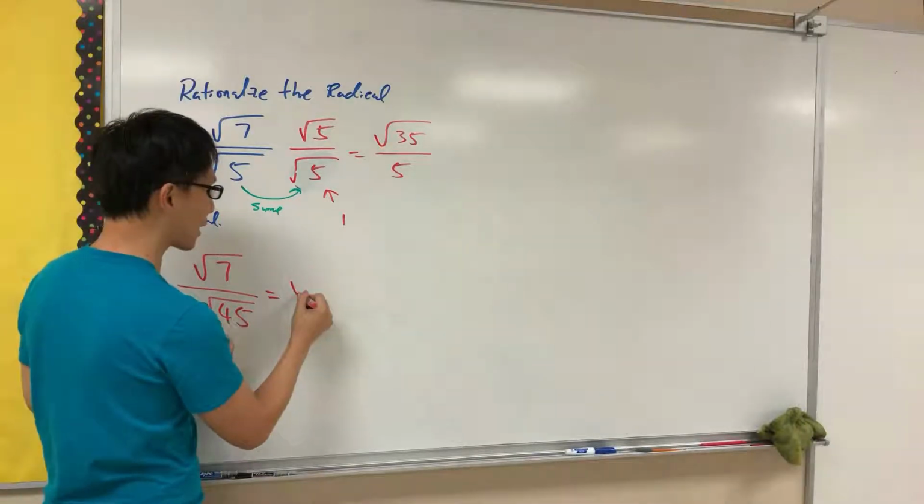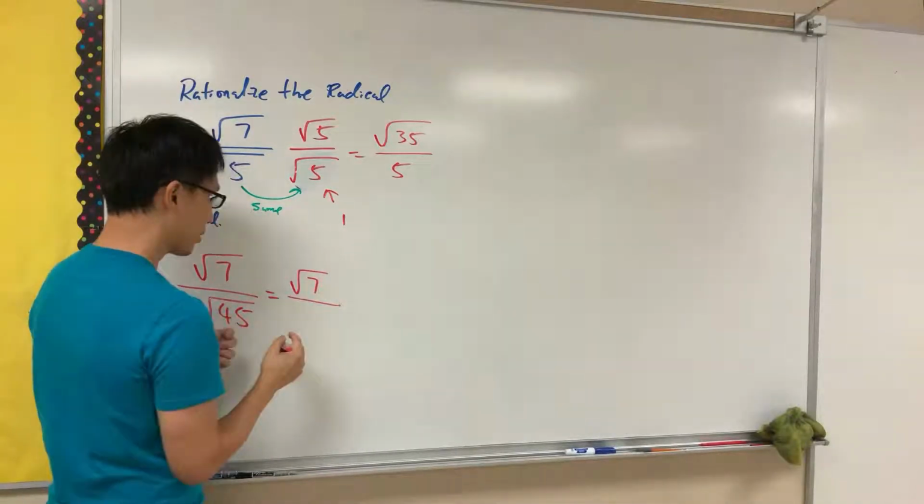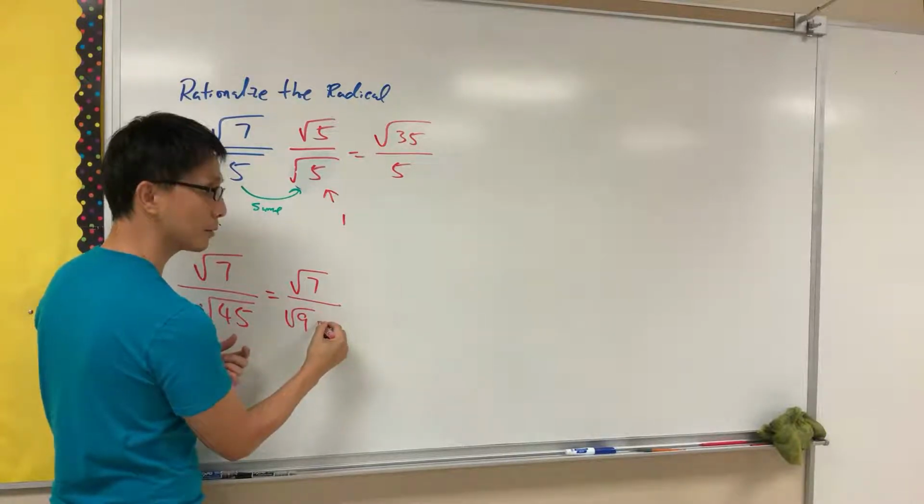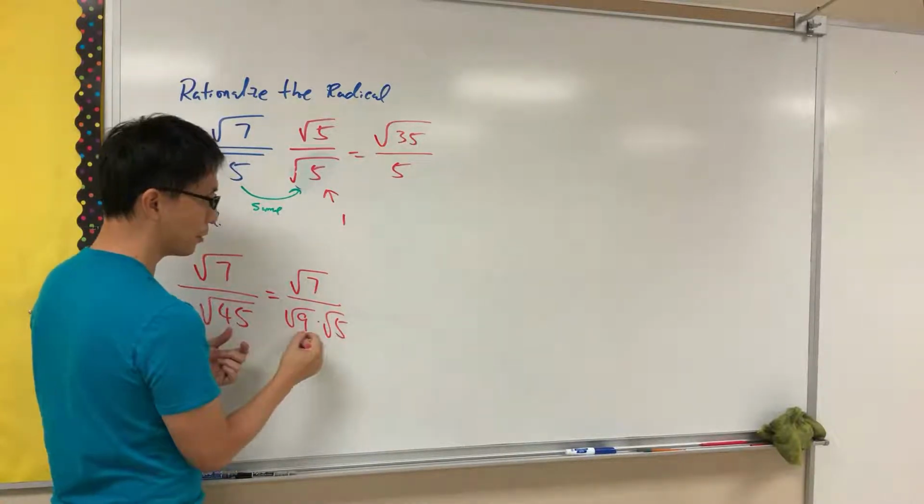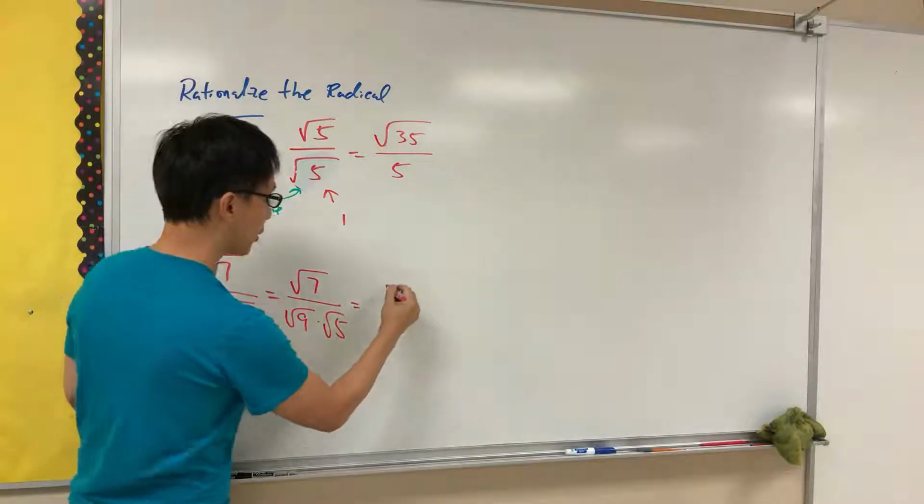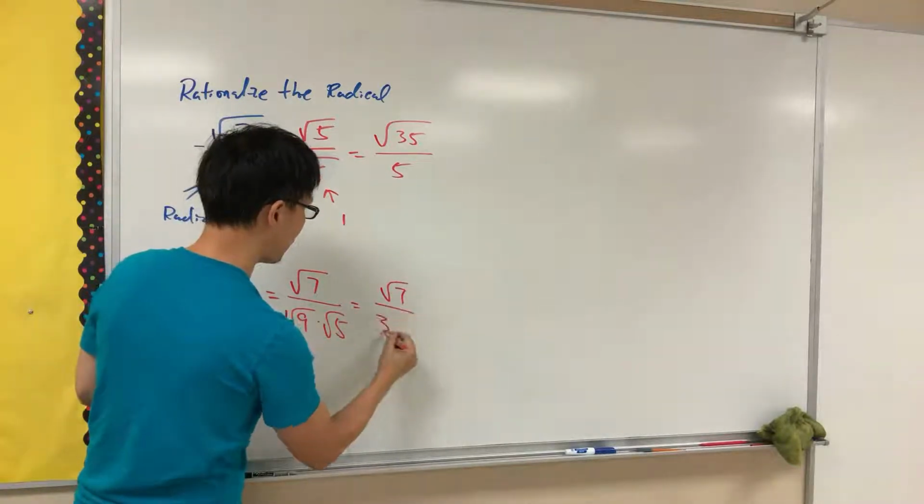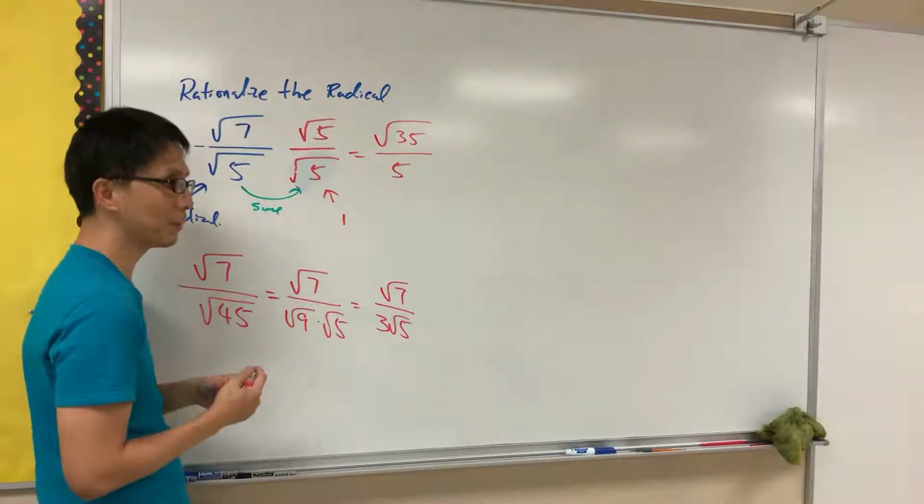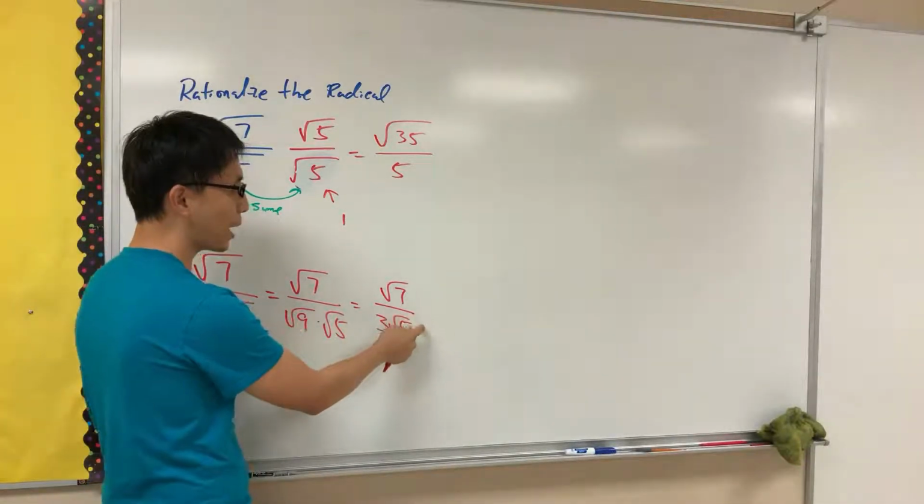So what I can do is simplify first. Square root of 45 is equal to square root of 9 times what? Square root of 5. And square root of 9 is what? 3. So square root of 7 over 3 square root of 5. And now I still have a radical on the bottom. Now do I multiply top and bottom by what?